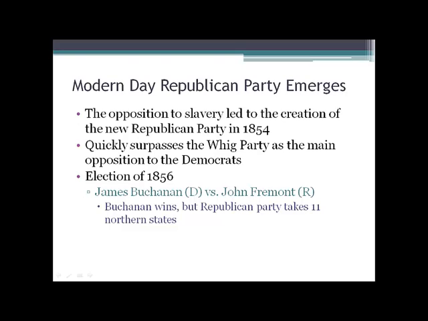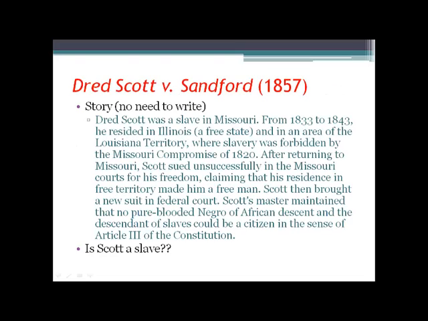They win those states, and pretty soon it's going to become all South Democrat and other slavery parties, and all North was Republican, who votes for Abraham Lincoln in 1860. But we'll get into that next time.